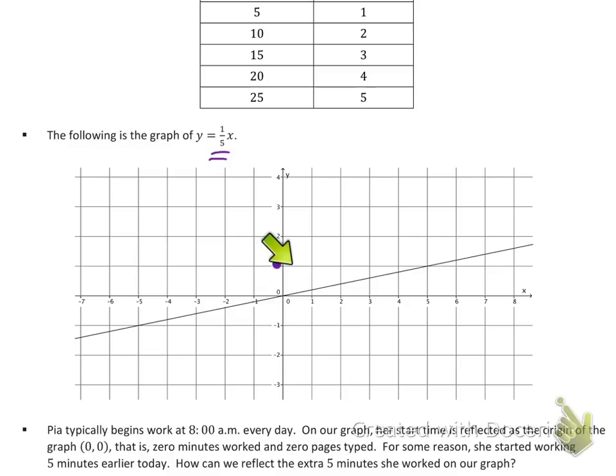So let's go ahead and put one more point on this graph. So after 5 minutes at work, she hadn't typed just 1 page, but she had typed 2. So we could put another point there. And then we can draw our line through that. So that would be representing her starting 5 minutes early. So you might notice that these lines are parallel. That's because her rate is the same no matter what time she starts.